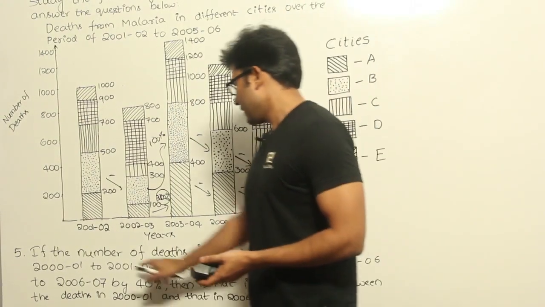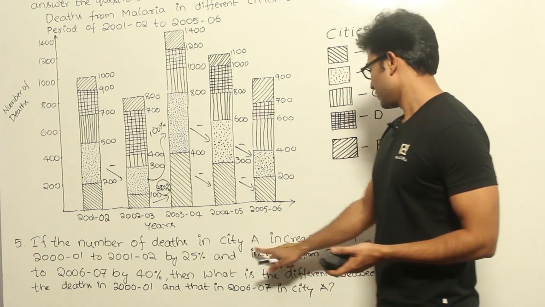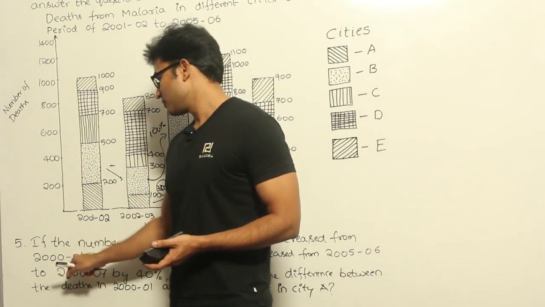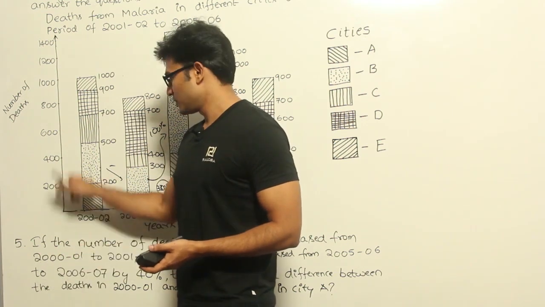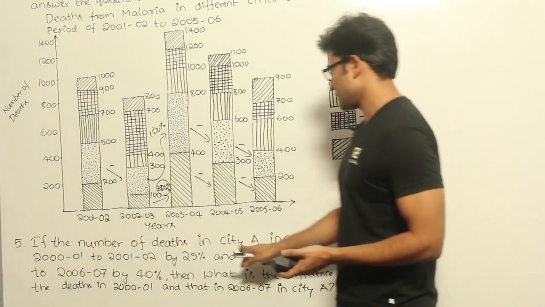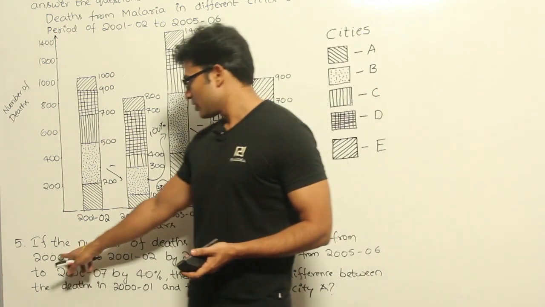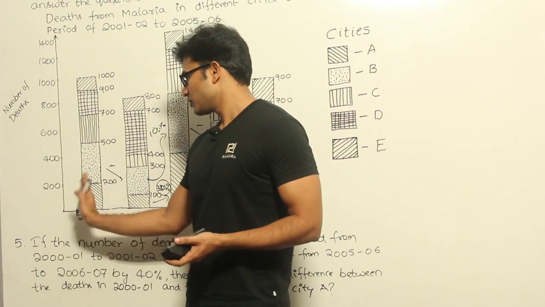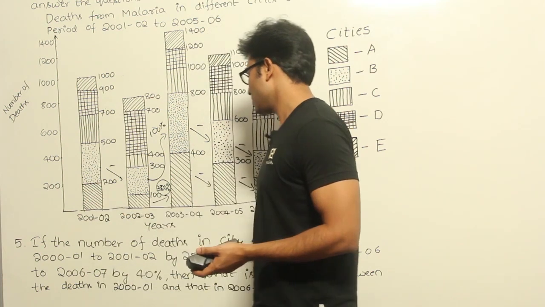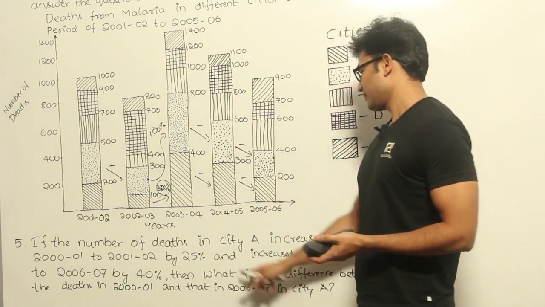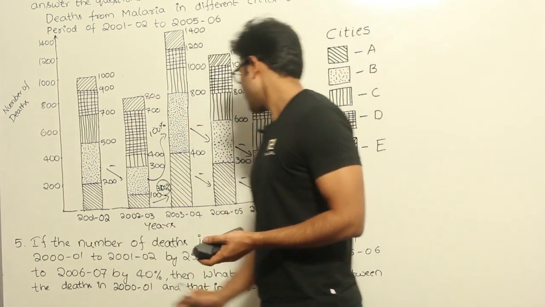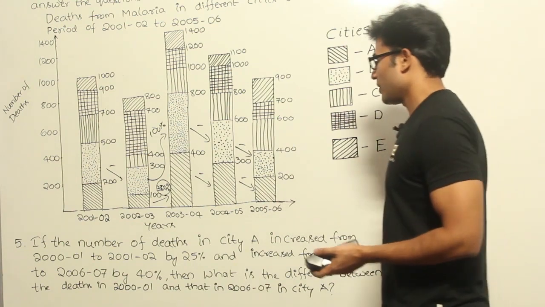Now let's see this question. If the number of deaths in city A increases from 2000 to 2001, so actually for this period the bar is not given there, but they have given the question like this. So now they are saying that the number of deaths in city A increases from 2000 to 2001, which means the period before it, to 2001-02, which means here by 25%, and increased from 2005-06 to 2006-07, which means from here to the next period by 40%.